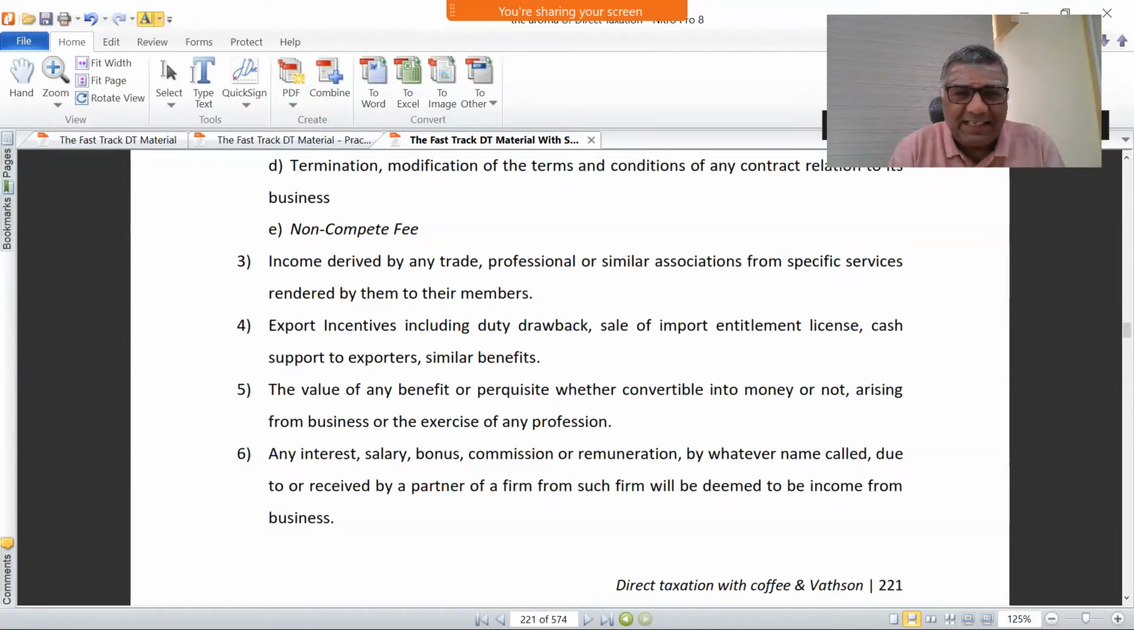Export incentives. This is a repeated question in our exam. The assessee sold an import entitlement license and contended that it is a capital receipt. All types of export incentive, duty drawback, sale of import entitlement license, cash compensatory support given by the government, DEPB, duty entitlement passbook, everything is taxable as income.